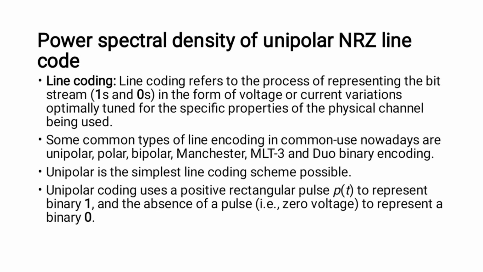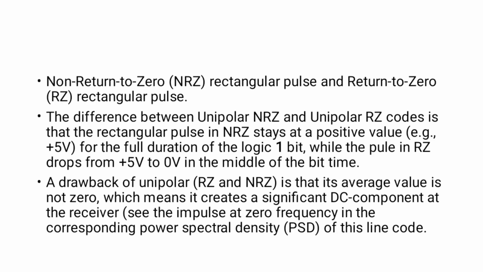Unipolar coding uses a positive rectangular pulse to represent 0 or 1. The high value of the rectangular pulse is called 1, and the low value represents 0. That is what is represented here. In non-return to zero, for a logic 1 bit, the full logic value is available for the full duration. So that is unipolar NRZ.